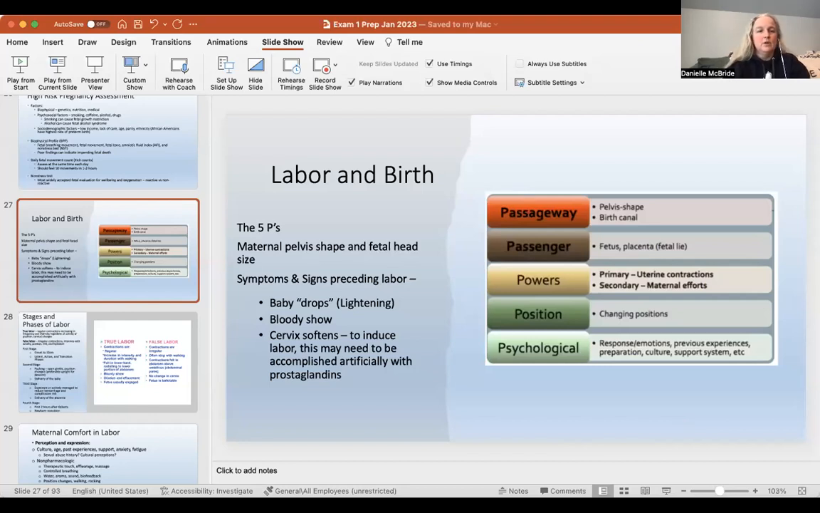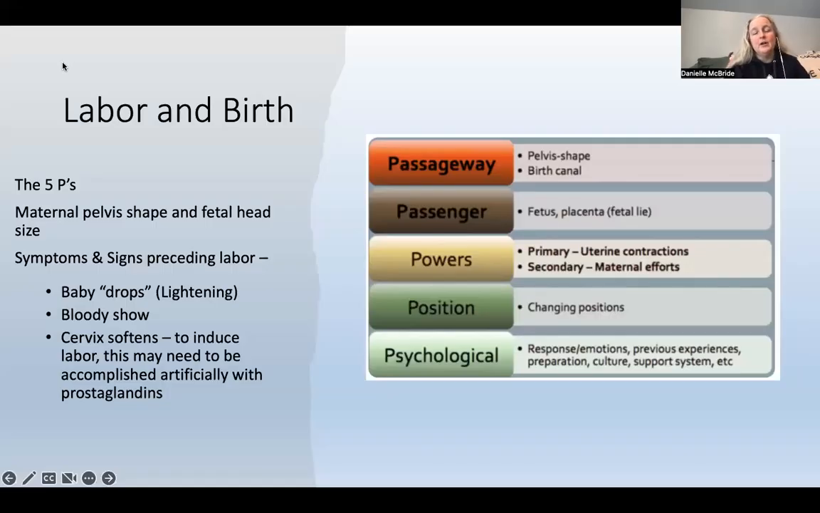All right, so what we're going to talk about has to do with labor and birth. When we think about labor, we're going to start with the things that can affect labor. And these we call our 5 Ps. All right, so our first P is our passageway. This is how the baby's going to come through. So this is our birth canal.